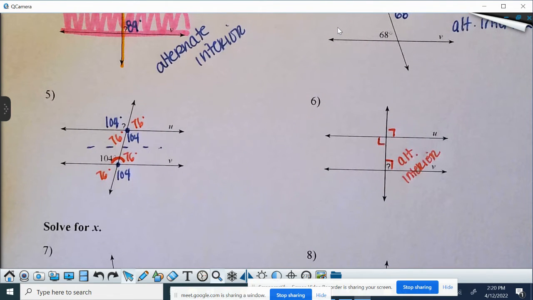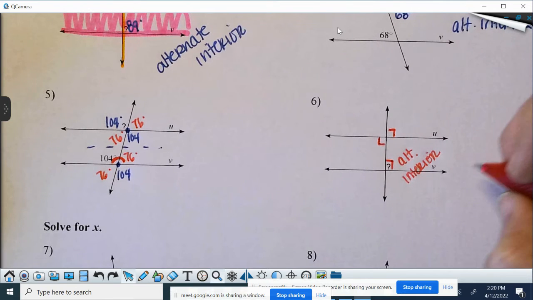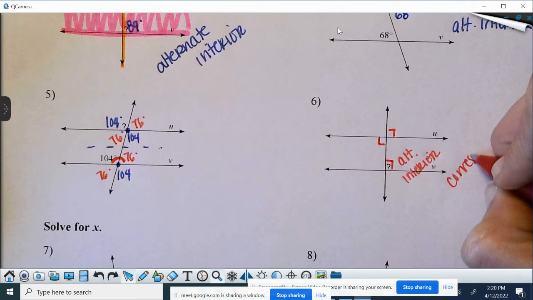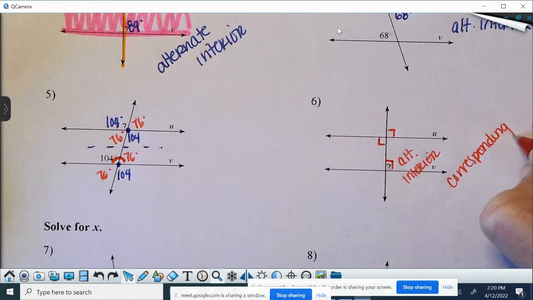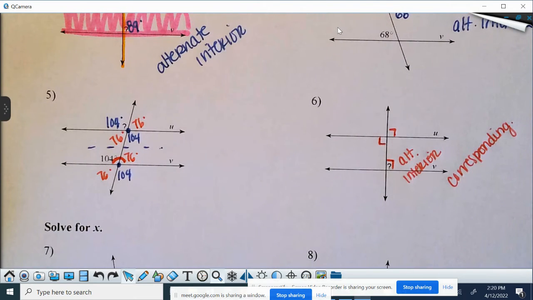I'm sorry, corresponding. I'm using the wrong word. Sorry, corresponding. So corresponding angles. I was doing Math 3 a minute ago. We were doing quadrilaterals. So sorry, consecutive was for that. Corresponding. So the one, when you pick it up and sit it on top, they're in corresponding locations. So super basic as far as that's concerned.